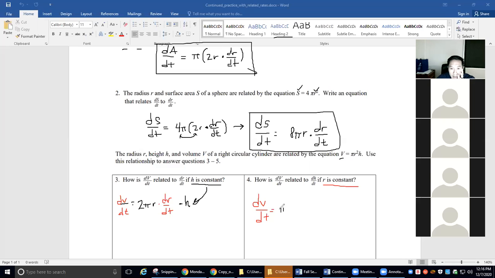Right, we're going to have pi r squared. And then let's see what someone else says here. That's right. And then we're just going to have dh dt. Correct, afterward. Very good. That's it. So that's that expression if we had r as a constant instead of h.